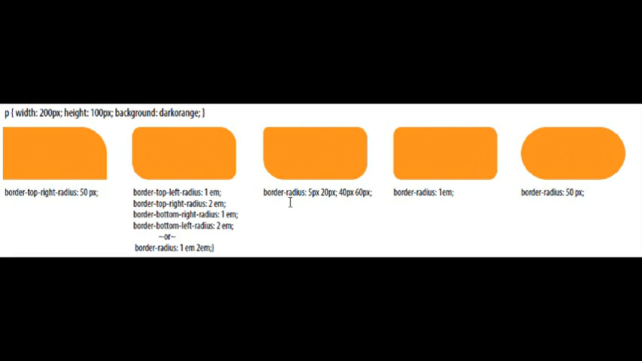Then I have applied border radius for all 4 corners with 4 different pixel values. Then I have applied border radius 1 em, which makes the border radius 1 em at each and every corner. Then I have applied border radius 50 pixels, which makes the radius 50 pixels on each and every corner. So now we'll move forward, and I'll explain the different corners.